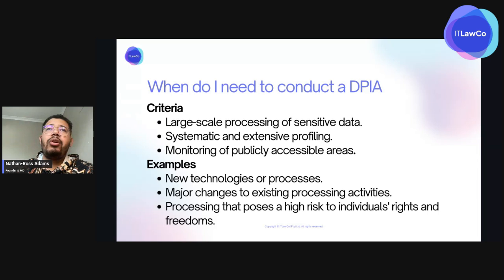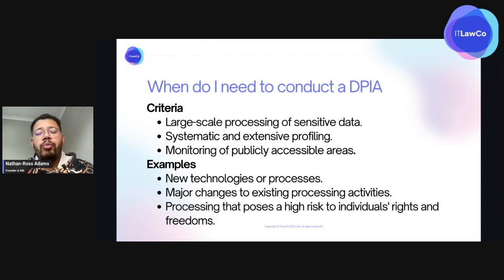In a GDPR and European approach to data protection law, DPIAs really need to be conducted whenever there's a high risk to the individuals, or where there's a significant amount of sensitive data involved. You can check that out in Article 35 of the GDPR.